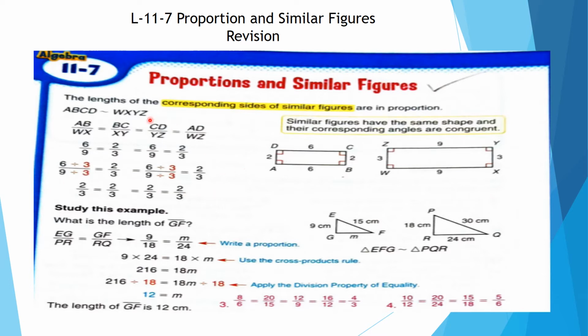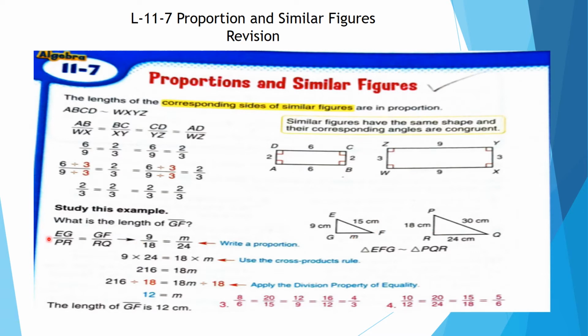That means these two rectangles are similar. If the condition is given that these two triangles are similar, that means the ratios of the corresponding sides are equal.